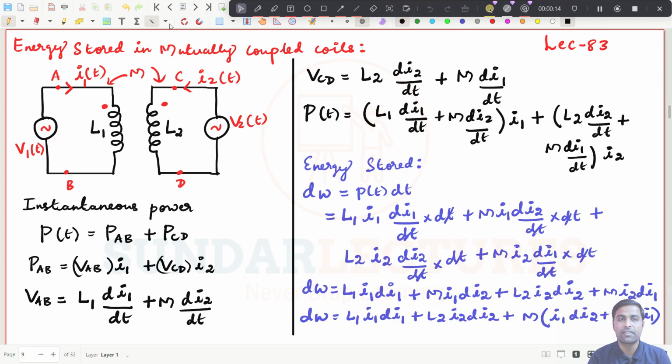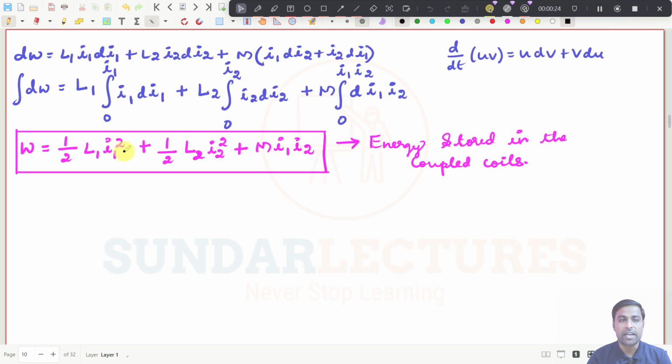We started with the energy stored in mutually coupled coils, and then we took this diagram and tried to find the power expression, and then we derived the expression for energy stored in the coupled coils. What is the final answer we got? W is equal to half L1 I1 square plus half L2 I2 square plus M into I1 I2. This is the final energy stored in the coupled coil at steady state.